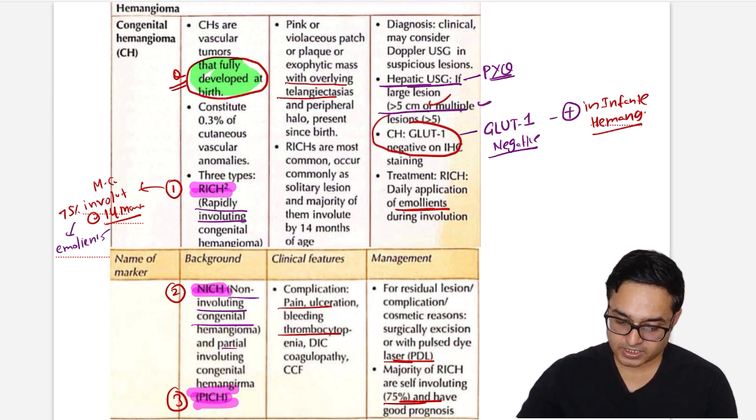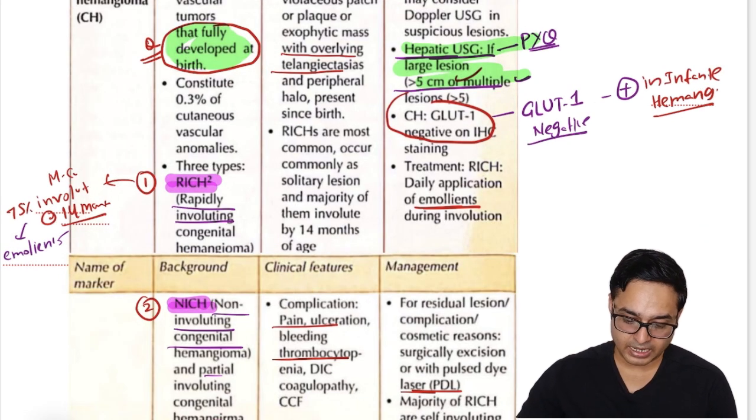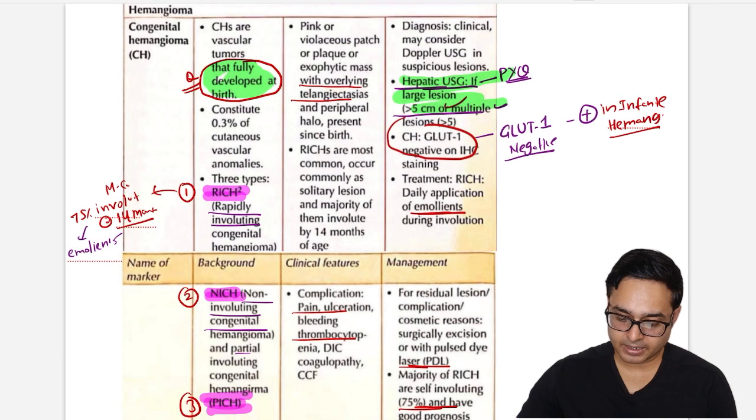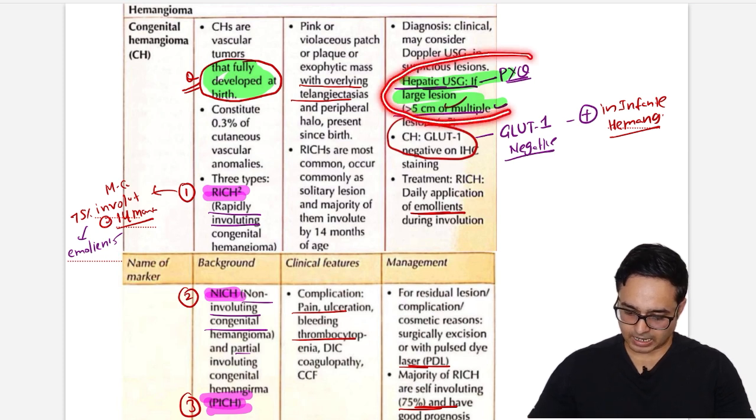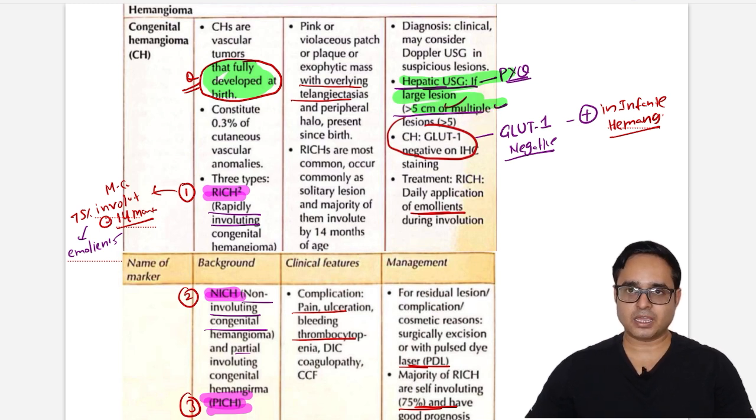Hepatic USG is required. This was a PYQ. In congenital hemangioma, hepatic USG is required. So in RICH, hepatic USG is required if lesions are large, more than 5 centimeters, or multiple lesions, more than 5. So lesions should be more than 5, and these should be more than 5 centimeters. If they are present, hepatic USG is required.